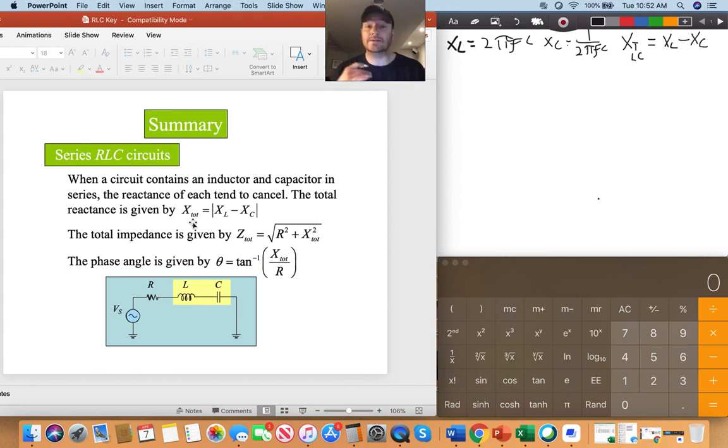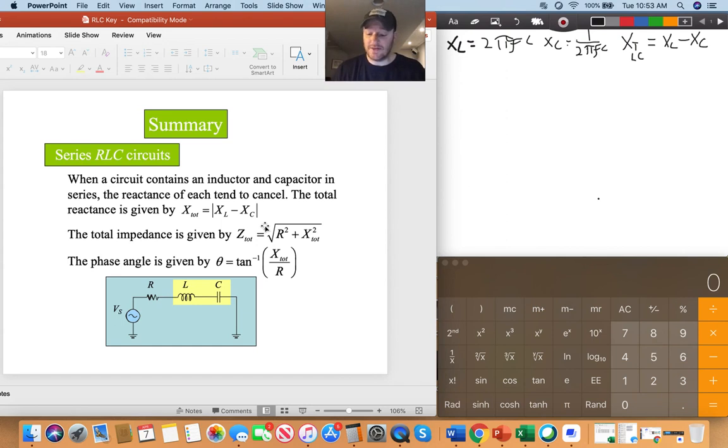Now, some people say you have to keep this positive. And that's true, but if that value comes out negative, that means your phase angle is negative. The only way the phase angle would come out negative is if your X of C is larger than your X of L. That's what these brackets are for, to indicate that the answer would always come out positive. But again, that's not necessary. As long as you understand that if X of C is bigger than X of L, then the phase angle is going to be negative.